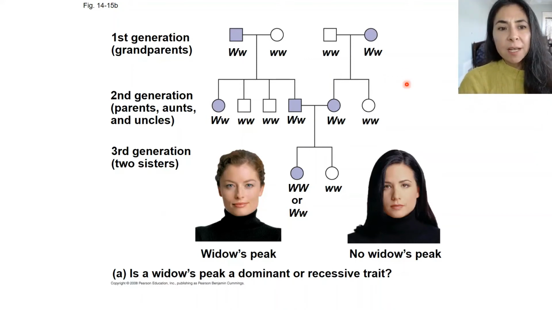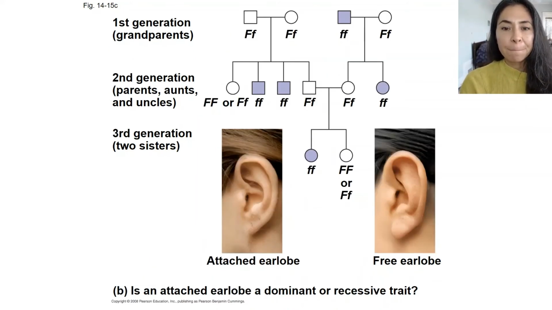The other problem is when people made this kind of a pedigree, they really only looked at one family. So we don't have a lot of scientific studies on this. What happens if we look at other families? Do we see the same pattern or do we see a different kind of pattern? No one's done this yet. Are you going to be the person who does the first real scientific widow's peak genetic study? Maybe. So same deal with attached earlobes.